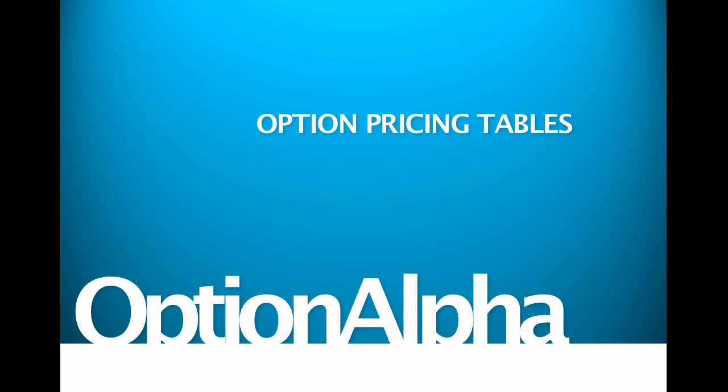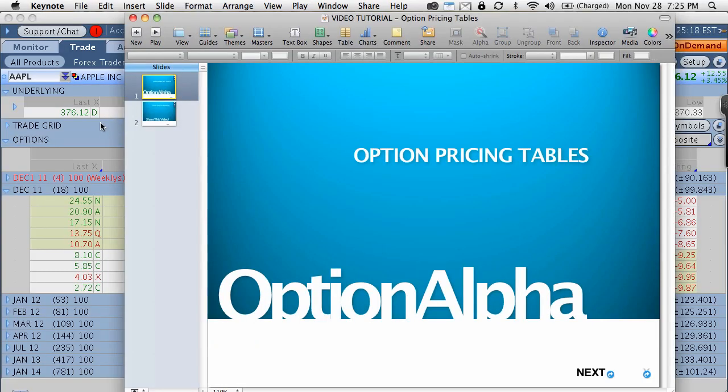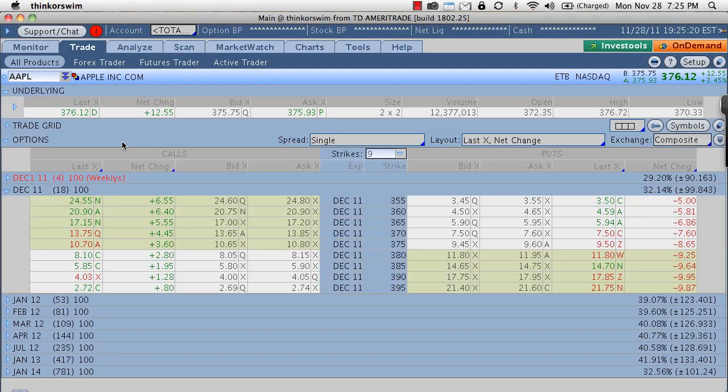I'm Kirk here again and we're going to talk about option pricing tables in this video. So let's get right into it here as always. We're on my Thinkorswim platform here and we're under just the ticker symbol for Apple, so AAPL. What an option pricing table is, is it shows all the available options for a particular underlying stock or ETF or index. In this case we're going to look at Apple here.